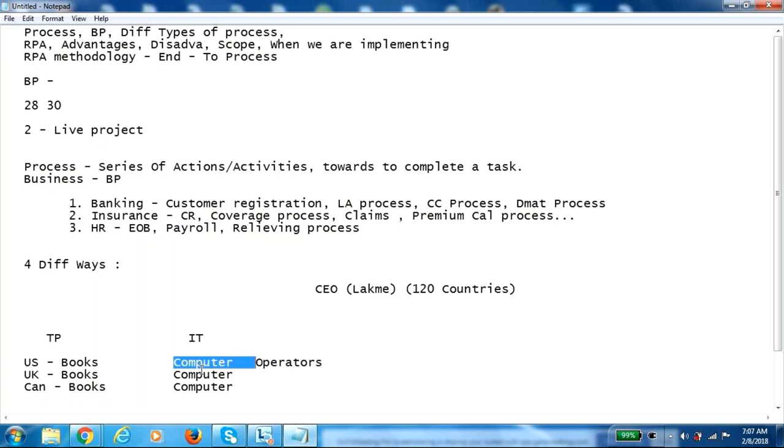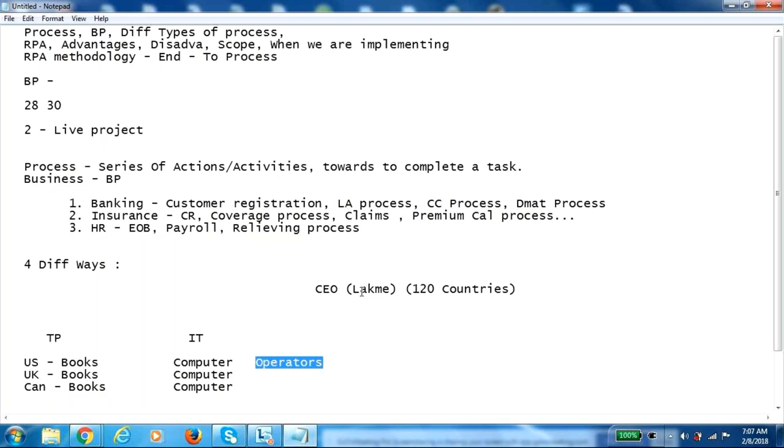So what is happening, sir? In the traditional process, whatever the sales is in the US today, that sales information we write in the books. Once in 3 months or 6 months, we send the information to higher level management. But in the IT process, daily sales details are maintained in the format of computers, and these computers are operated by the operators. Every day, every country, every operator gets the consolidated information and sends it to the CEO. So problem solved. The CEO is getting complete sales information on a daily basis.